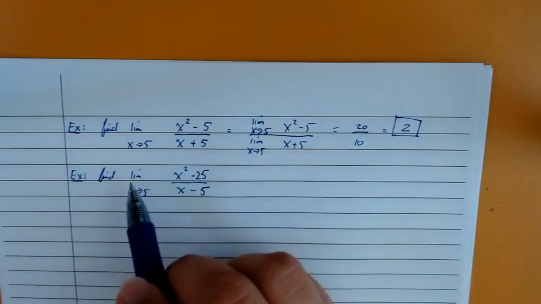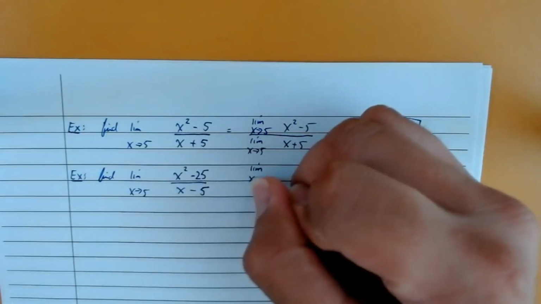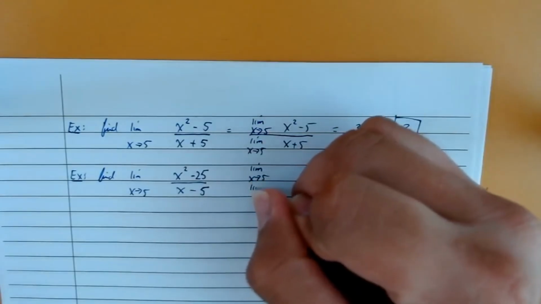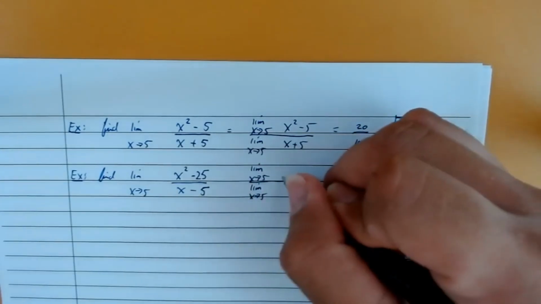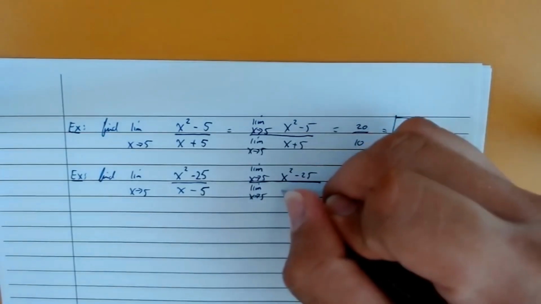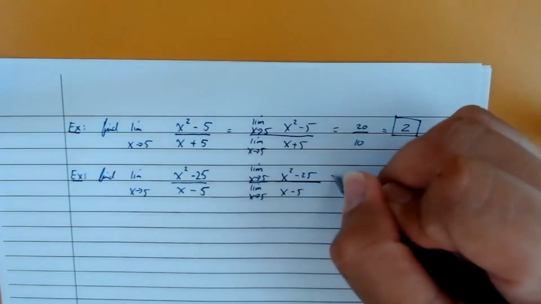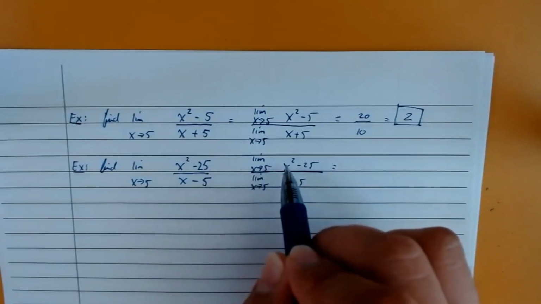All right, well, we could try using the same property. We could take the limit of the top and the limit of the bottom. And when you do that, of course, that works because it's just a fraction. So you're left with the limit of x squared minus 25 over the limit of x minus 5. Okay, so now we can use our nice property, which tells us plug in the number.